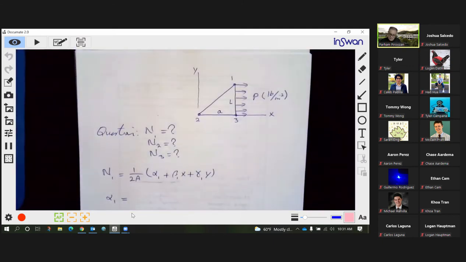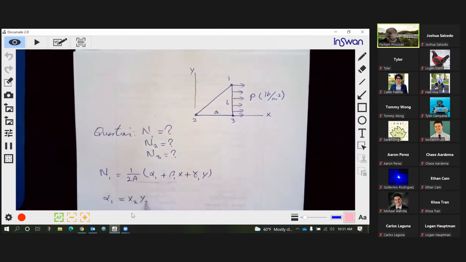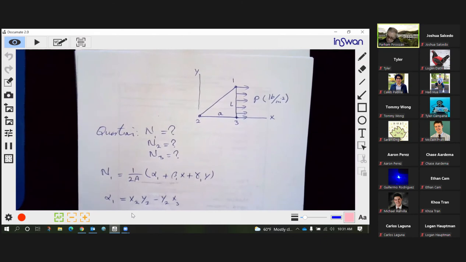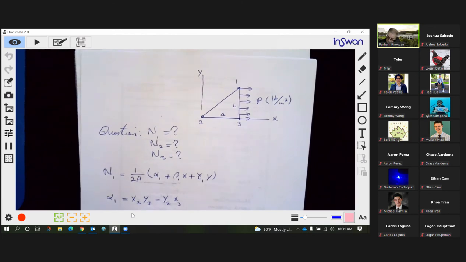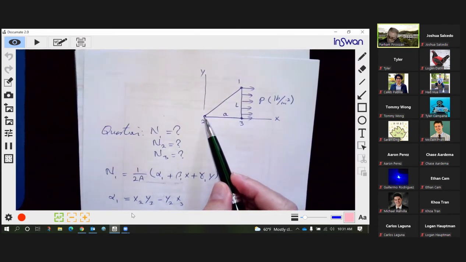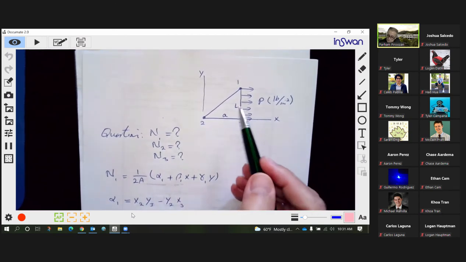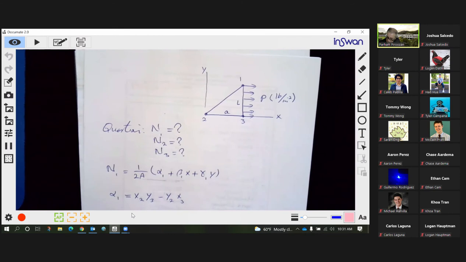Alpha 1 is x2 y3 minus y2 x3. In this case, what is x2 y3? x2 y3 would be 0, minus y2, the y of node 2, which is 0. So this is 0. This is alpha 1.